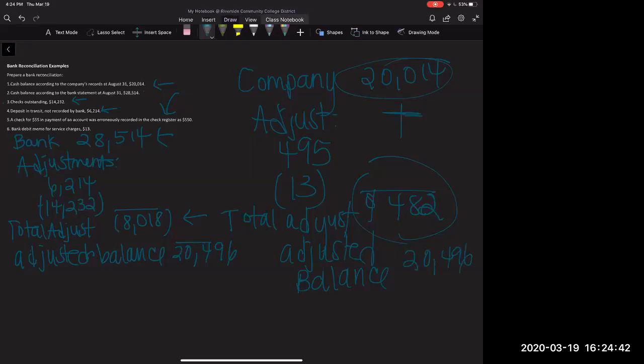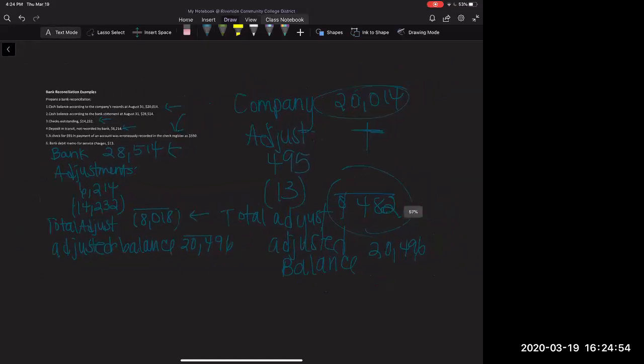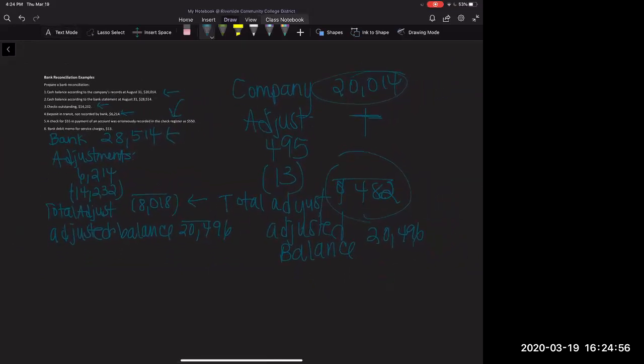Okay. So sorry about the earlier mix-up, but here, as I compare my adjusted balance for the company to the bank balance, as you can see, they're both in agreement. If I compare this amount to this, they're both adjusted.